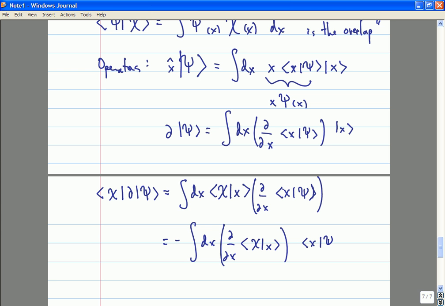Now, in this integration by parts, there is, technically speaking, a boundary term that we have to worry about. But our Hilbert space consists of those states described by normalizable wave functions, whose integral dx of the wave function squared is finite. This means that all of the psi's have to vanish sufficiently quickly out at infinity that I don't have to worry about these boundary terms. So I'm just left with this integration by parts term.